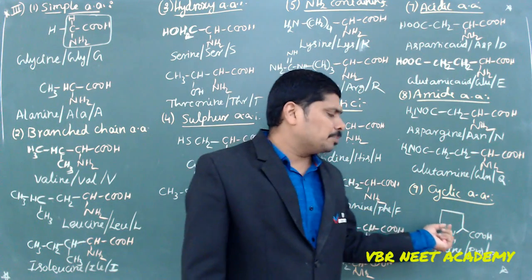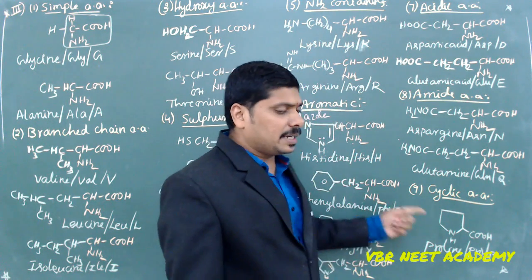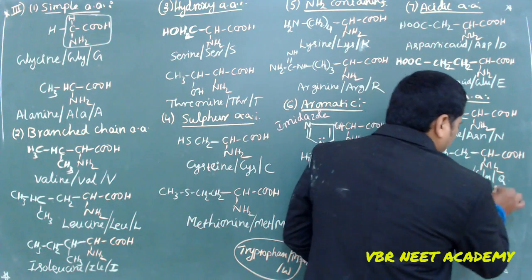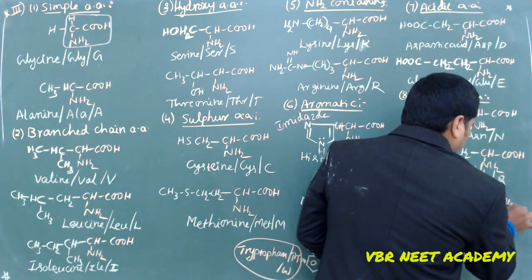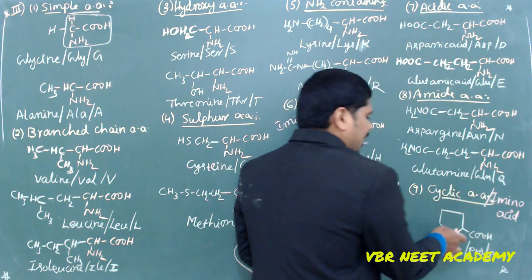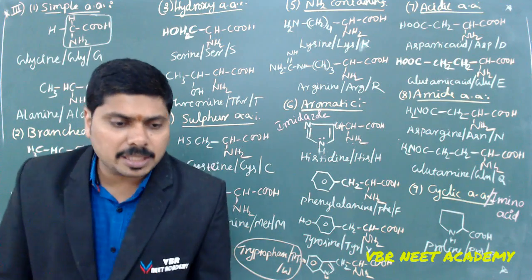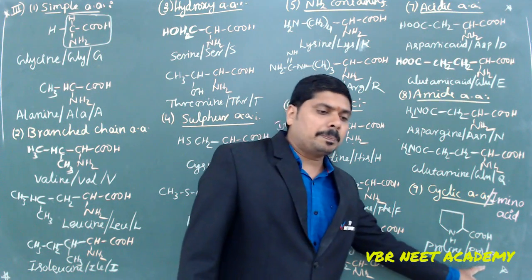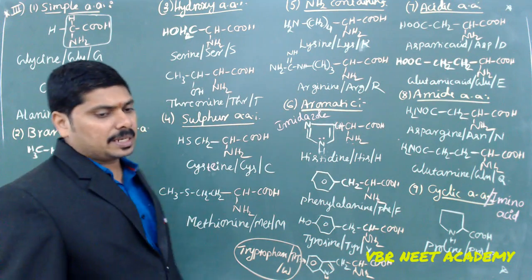And the last and important one is the cyclic amino acid. This can also be called an imino acid. Why? Because it does not have an amine group, it has an NH imine group. It's called proline, PRO, P. That is the single letter code we have.